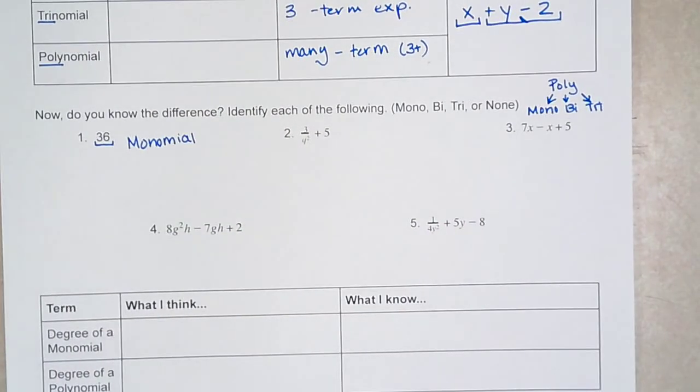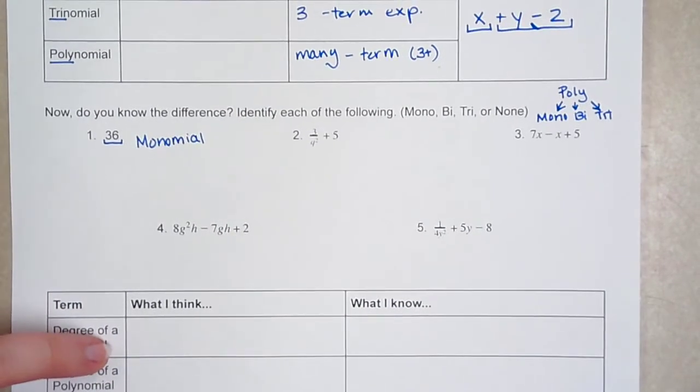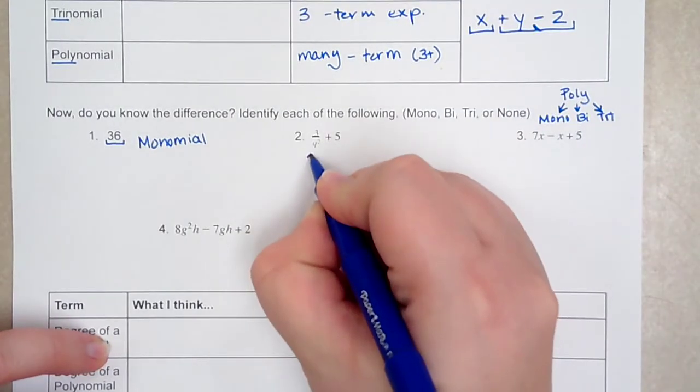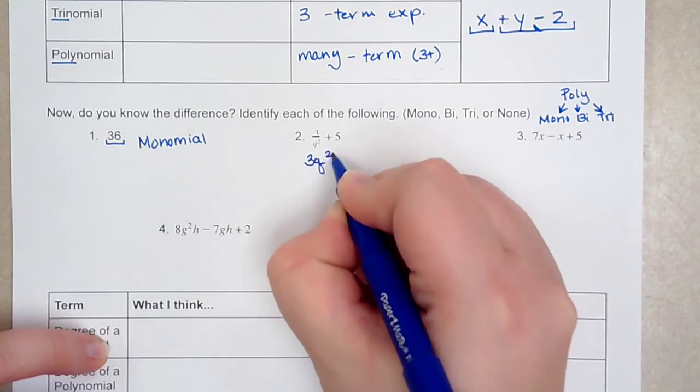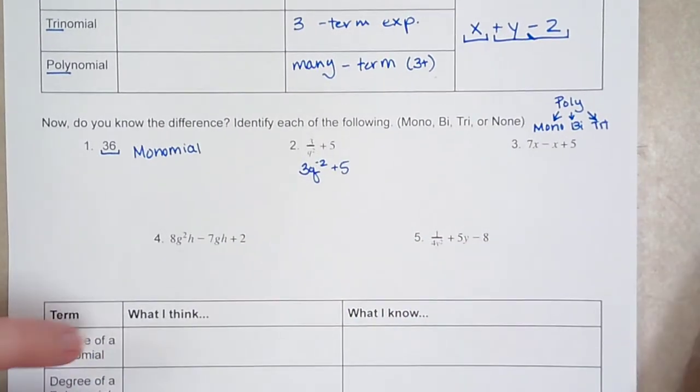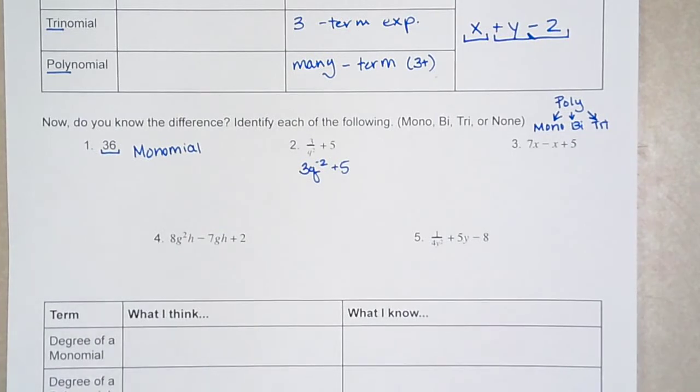Second one is a little tricky. Take a look at it there. If I go ahead and simplify this, I see that the q squared is already on the bottom, but if I rewrite this, I get 3q to the negative 2 plus 5. Now, those negative exponents, those are a problem for me.